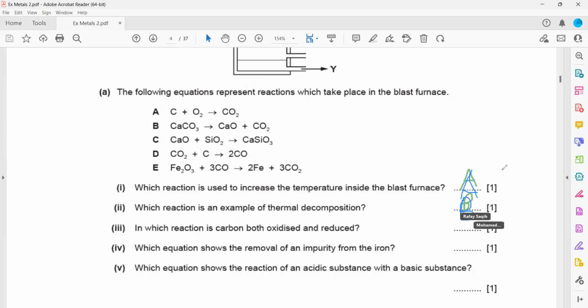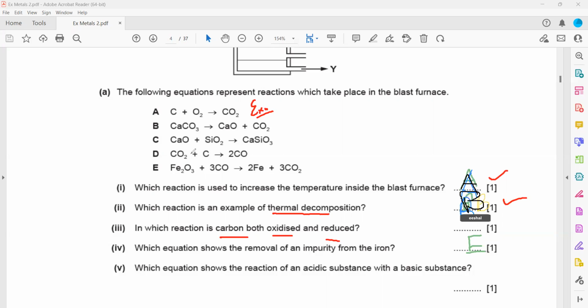That is A, correct? Because this is highly exothermic, carbon reacts with oxygen to give carbon dioxide. Which reaction is an example of thermal decomposition? One reactant, more products. That's B, correct? In which reaction is carbon dioxide oxidized and reduced? Like oxygen is added and removed.